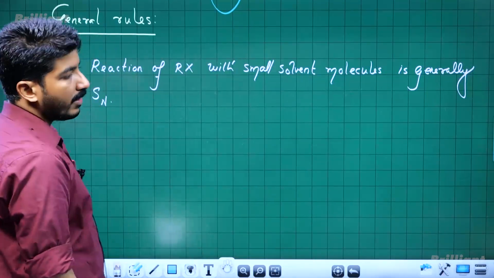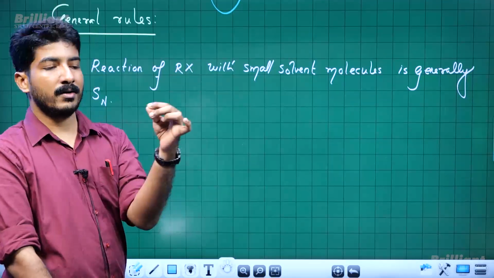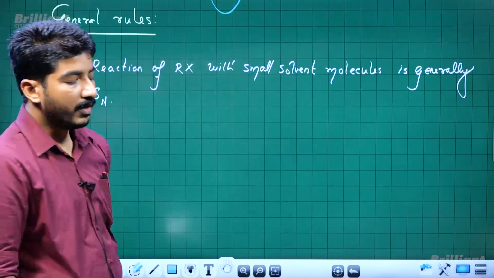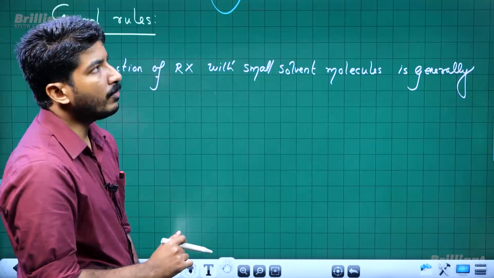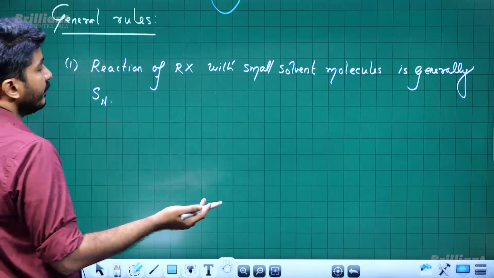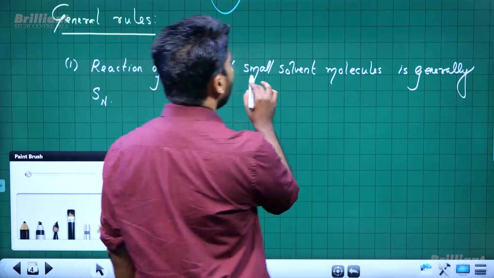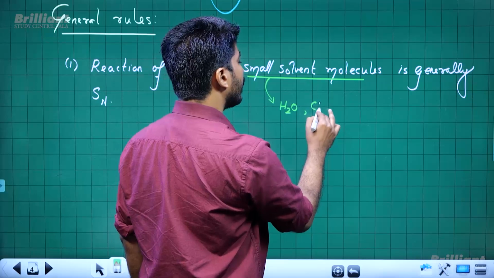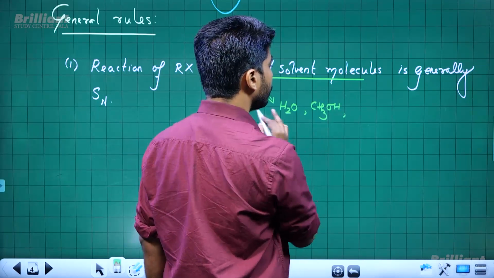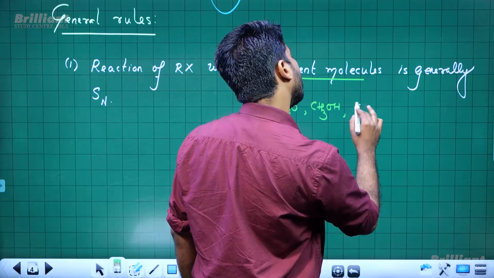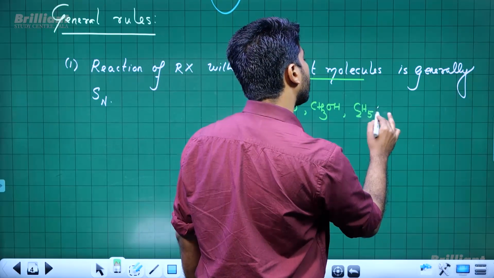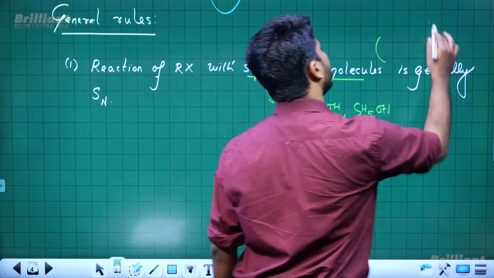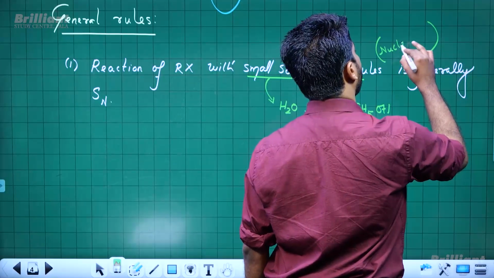Whenever you see a haloalkane with H2O, or an alcohol like methanol or ethanol above the arrow mark, we should be imagining nucleophilic substitution, which is the more favored reaction of haloalkane. And by small solvent molecules, I mean H2O, CH3OH, methanol, and C2H5OH. Of course, these are nucleophilic solvent molecules by definition.